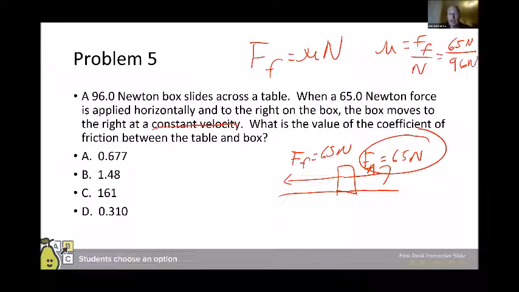Notice the newtons cancel out. So we're left with no units, which is what we need for a coefficient. And we just need to go 65 divided by 96. And we end up with about 0.677. So we're looking at A.